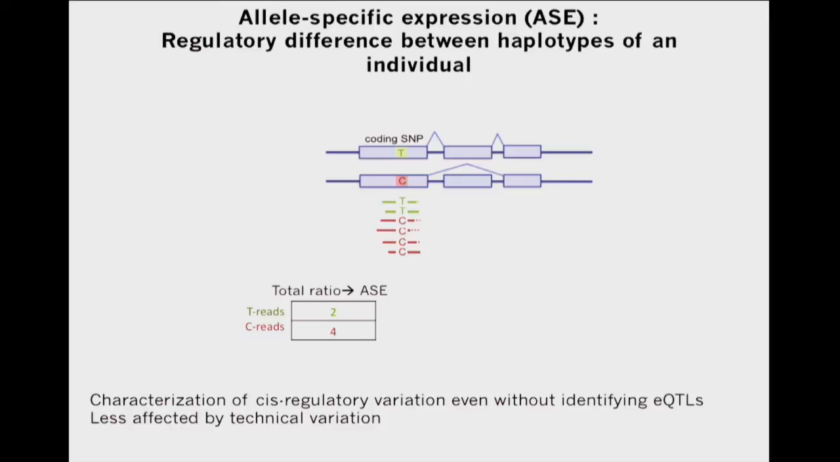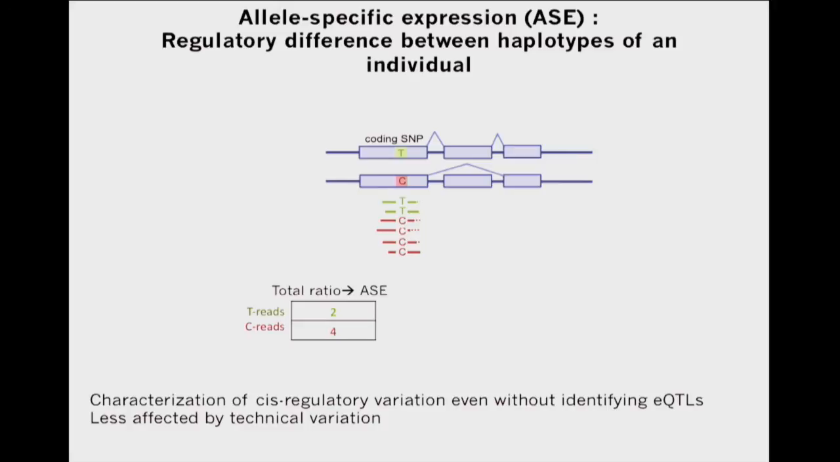And then the very last thing that I want to talk about is another approach to analyze regulatory variation, and that is allele-specific expression, where we are looking at regulatory differences between two haplotypes of an individual. So here the basic analysis is done one individual at a time, and you can analyze only one individual. You don't necessarily need to have a population.